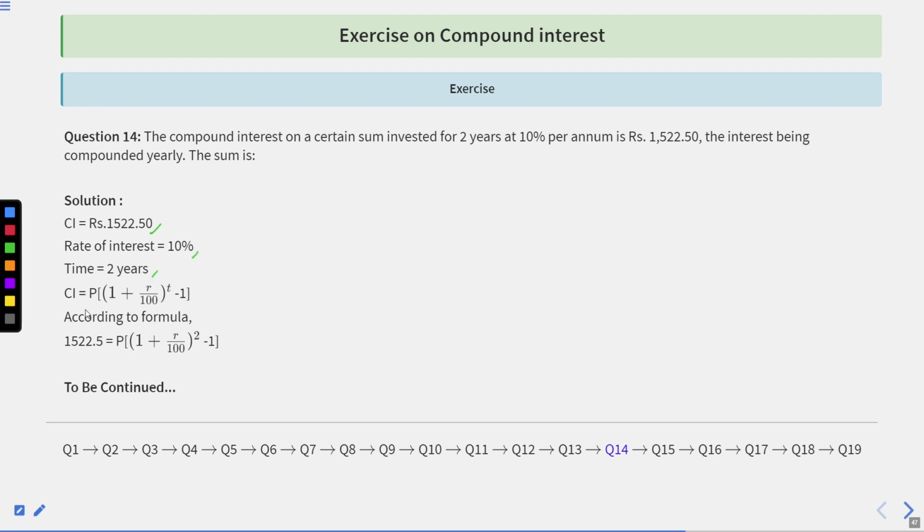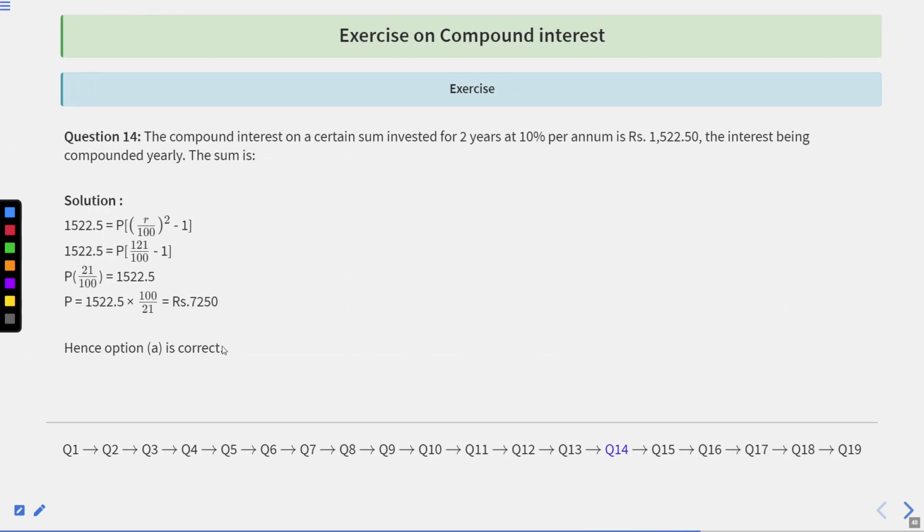So the compound interest will be equal to principal times (1 plus r upon 100) to the power t minus 1. According to the formula, compound interest is 1522.5, principal is p, and (1 plus r upon 100) whole square minus 1. So when you put the values, it will be 1522.5 equal to principal into (121 upon 100 minus 1). Further simplification will give you p equal to 7,250 rupees. So the option correct here is option A.